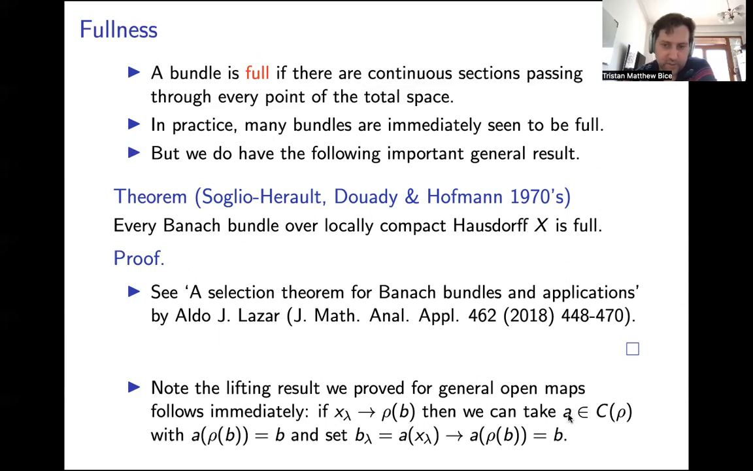Well, then fullness allows you to just take some continuous section a, doesn't matter what it is, passing through the point b, of course. So the value of a at ρ(b) has to be b. So take some continuous section like so, and then the lifting you just find to be the values of this continuous section at each x_λ. And then, because a is continuous, it's immediate that this approaches a(ρ(b)), which is then b. So it's a very strong lifting result, if you like.